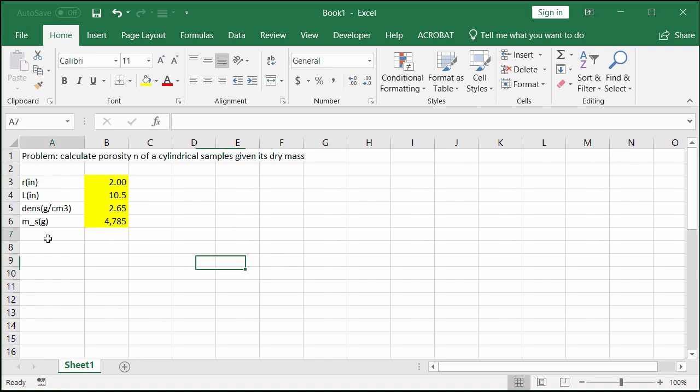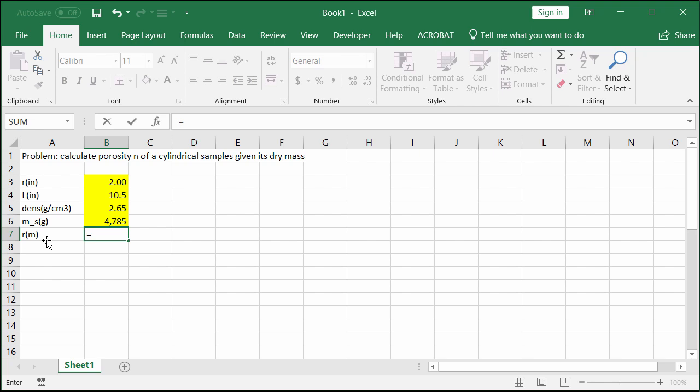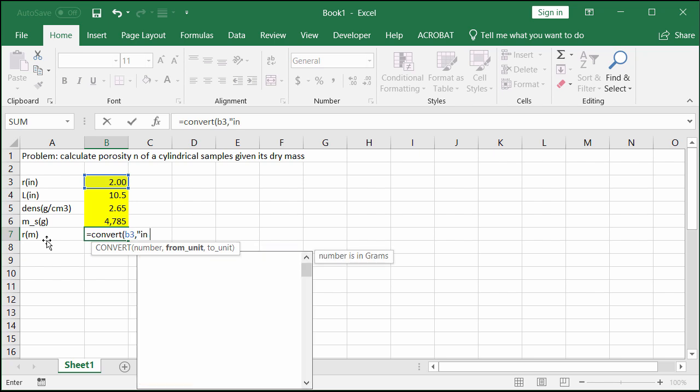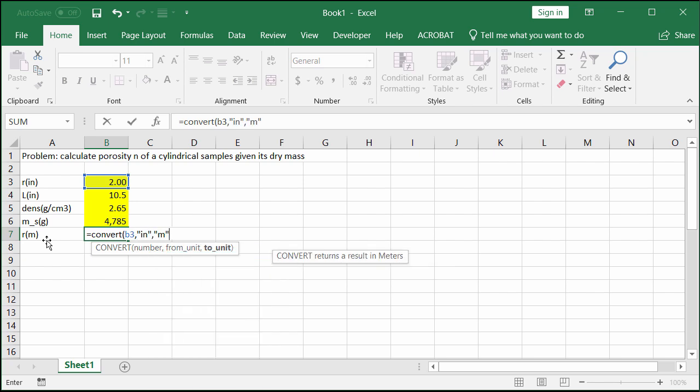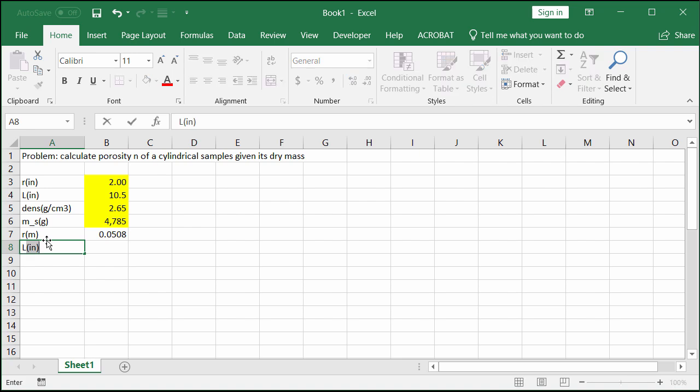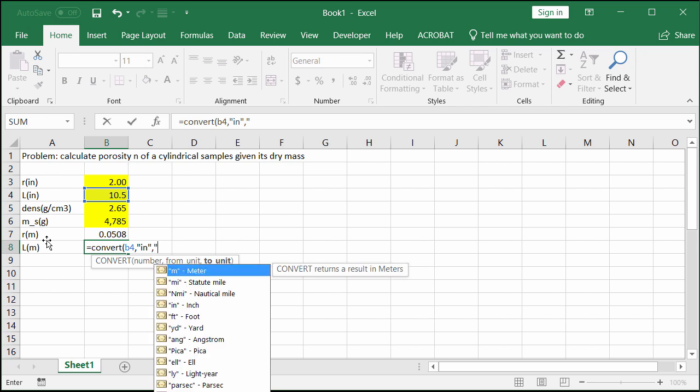So the first thing I'm going to do is I'm going to always work in the MKS system. It's just a habit of mine. So I'm going to convert all these values that are in inches and grams per cubic centimeters and grams into MKS. So the radius in the MKS unit of meters, this is actually a really easy thing in Excel. I'll use the Excel convert function. So this is written as equals convert the value in B3 from inches into meters. How easy is that? The length in meters now will be equal to convert the value in B4 from inches to meters.